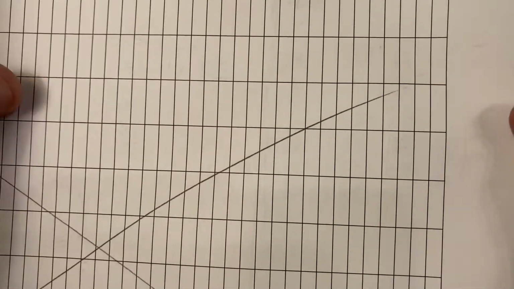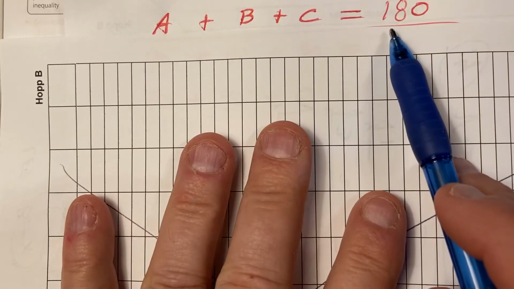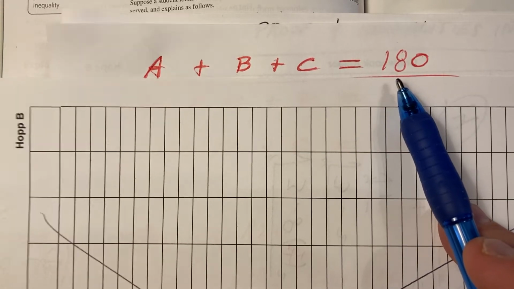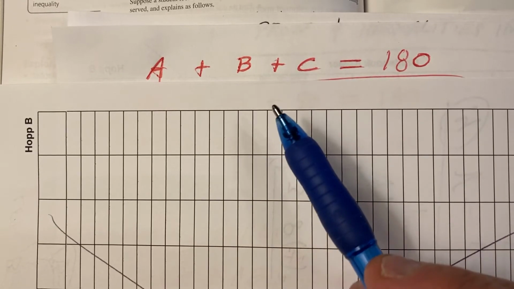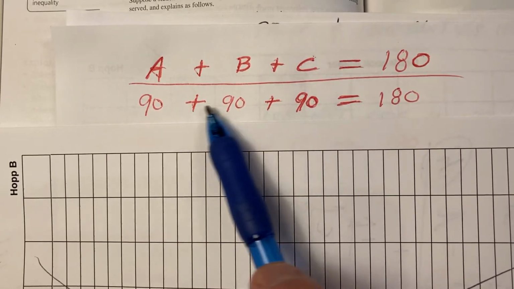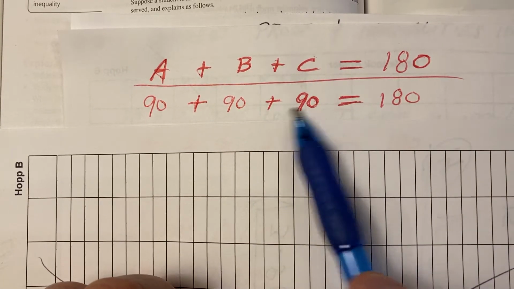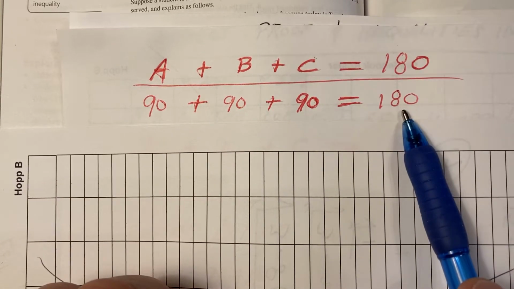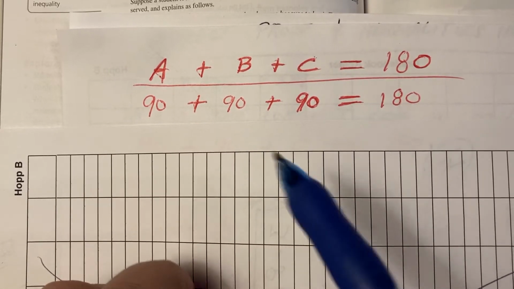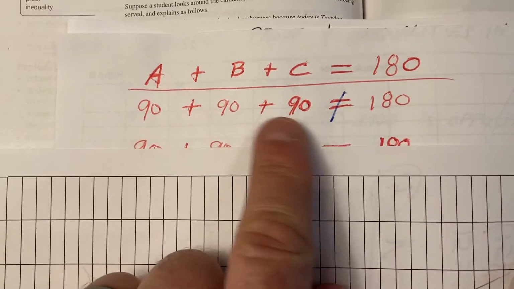We know that the three angles in a triangle add up to 180. You can't have four right angles because a triangle only has three angles. So let's say it has three right angles: angle A is 90 degrees, angle B is 90, and angle C is 90. So 90 plus 90 plus 90 equals 180? Wait a minute, that doesn't work because that's 270. So there's a contradiction.